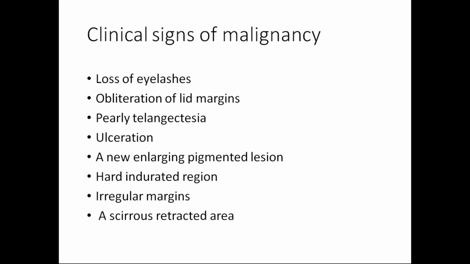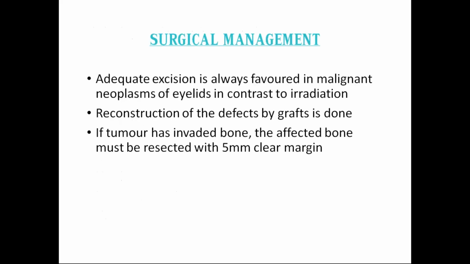So classical signs of malignancy: when do you suspect malignancy? And when do you suspect whether it is a benign tumor? When there is loss of eyelashes, when there is telangiectasia, when there is ulceration, when it is hard and the margins are irregular, then you have to suspect malignancy.